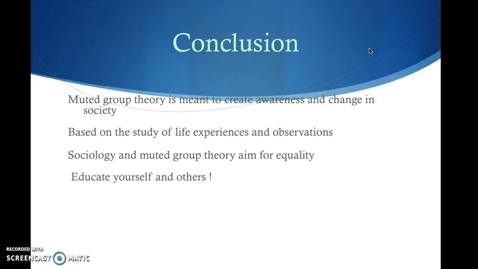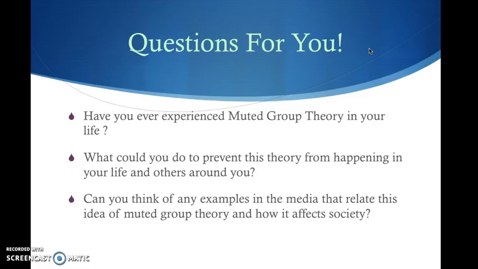So I have a few questions for you. Have you ever experienced muted group theory in your life? The second question: what could you do to prevent this theory from happening in your life and to others around you, especially the women in your life, your mothers, your sisters, your aunts, whatever the case may be? And can you think of any examples in the media that relate to this idea of muted group theory and how it affects society? I would love to hear any of the answers you have for me.